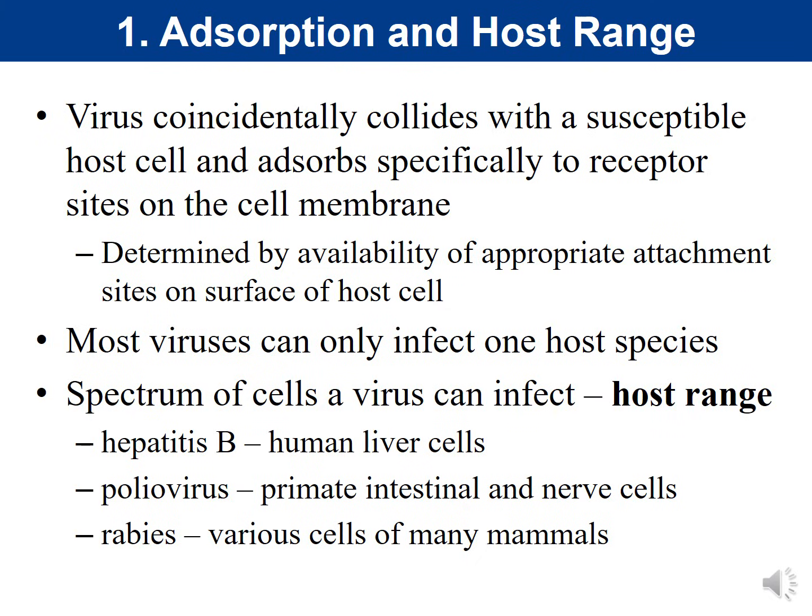Now, some viruses might be able to infect multiple cell types or multiple species, but most viruses can only infect one host species. The spectrum of cells that a virus can infect is what we call its host range. Some viruses have a narrow host range, meaning that they might be able to infect only one species, and even within that one species, maybe only one cell type. An example of this would be hepatitis B. Hepatitis B only infects human liver cells, and so this we would call a narrow host range.